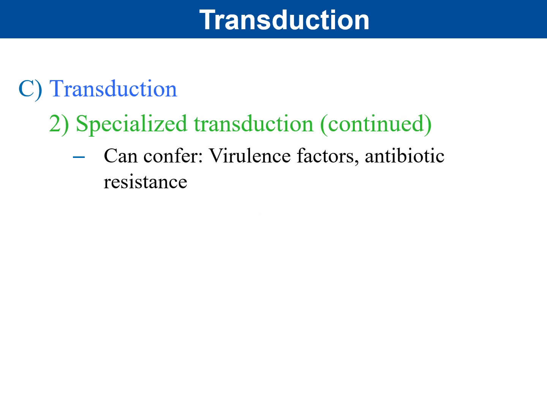So specialized transduction ultimately, just like other horizontal gene transferring events, can involve the transfer of capsules, fimbriae, toxin-producing genes, antibiotic resistance, you name it.